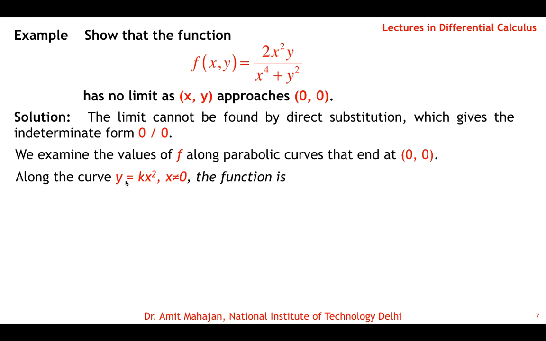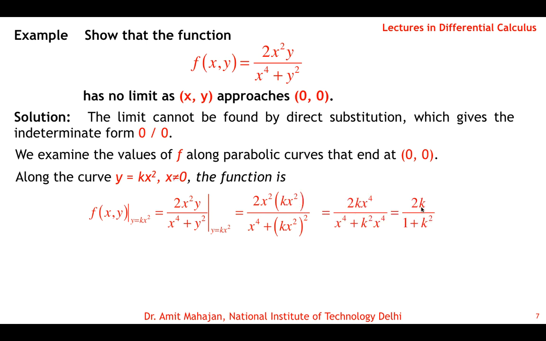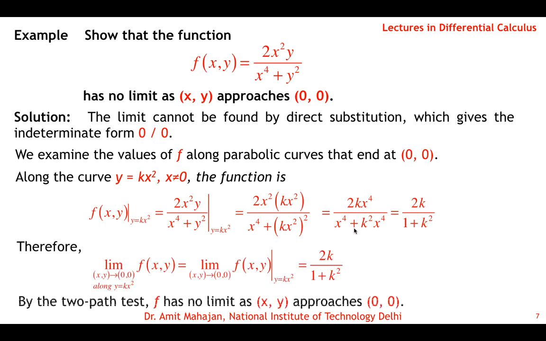If I put y equal to kx squared here, you see that the function becomes this. And for x non-zero I can cancel out x, so it will be only equal to 2k over 1 plus k squared. When y is substituted in terms of x, it is a function of x only, and when the limit x goes to 0, that is, when we approach origin, this value remains 2k over 1 plus k squared.